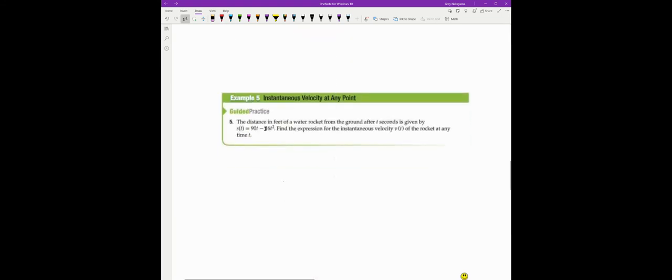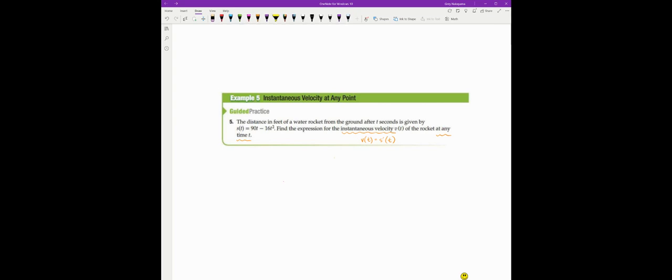Okay, last problem. The distance in feet of a water rocket from the ground after t seconds is given by this formula. Find the expression for the instantaneous velocity of the rocket at any time. Okay, so again, instantaneous velocity at any time means I'm not going to be plugging in a number for t. I just have to go find the derivative of that function. The velocity equals the derivative of whatever the function is that they've given you.